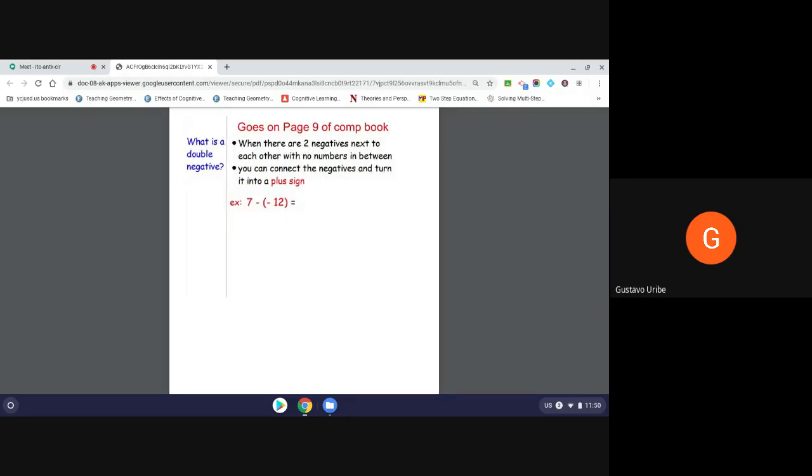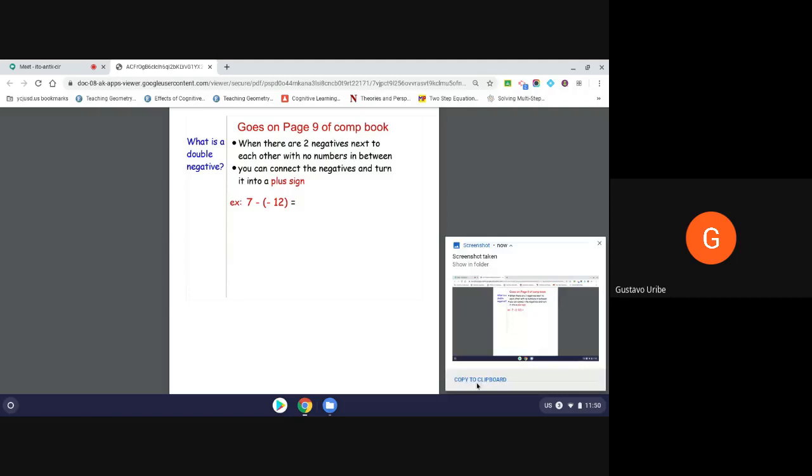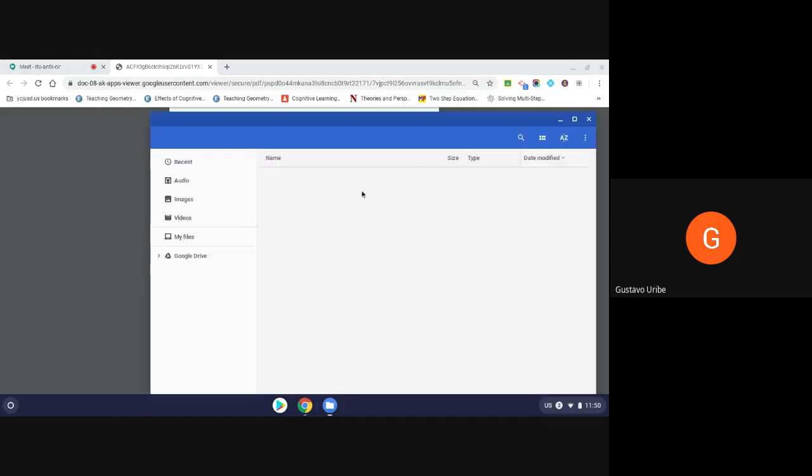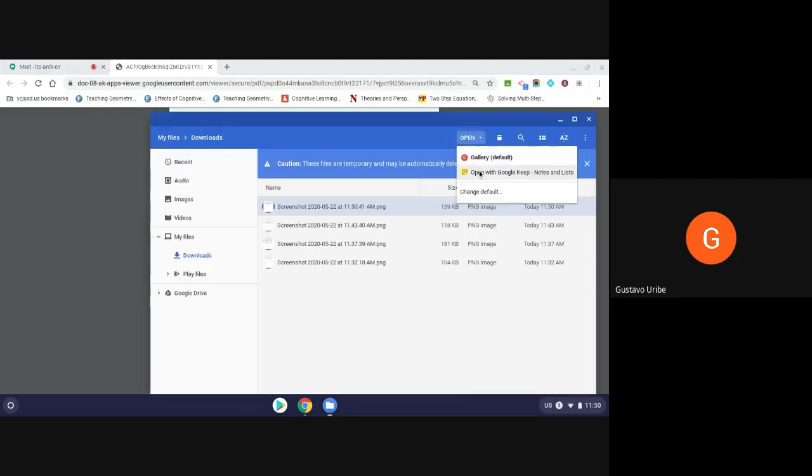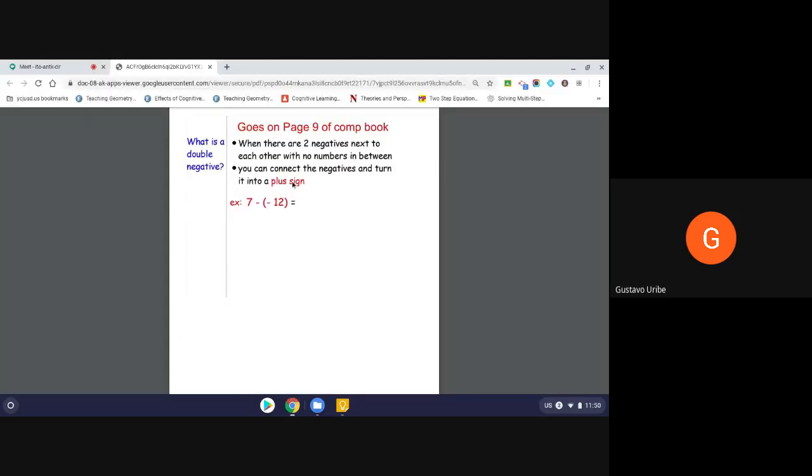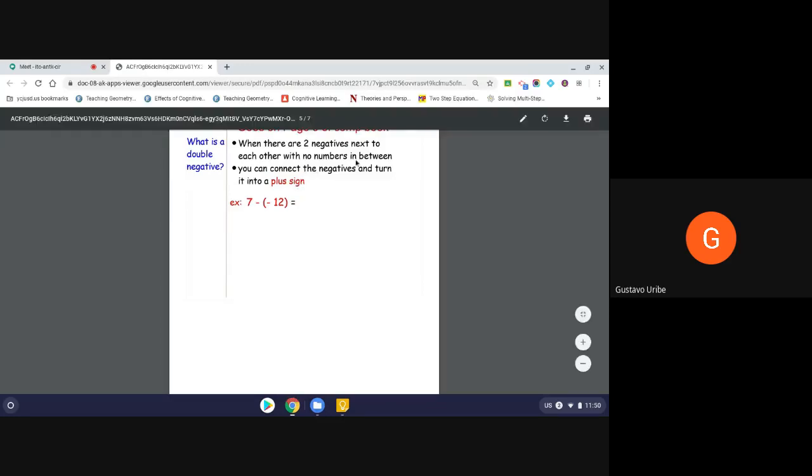Okay, let's keep going. So what is a double negative? Well, I just talked about this. This is a shortcut I showed you all. When there are 2 negatives next to each other, you can connect them and essentially just make a plus sign. I already went over that previously, but we can talk about it again. It says there are 2 negatives next to each other with no numbers in between. You can connect the negatives and turn it into a plus sign.